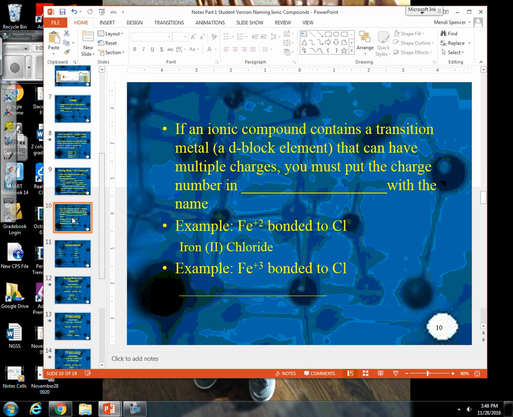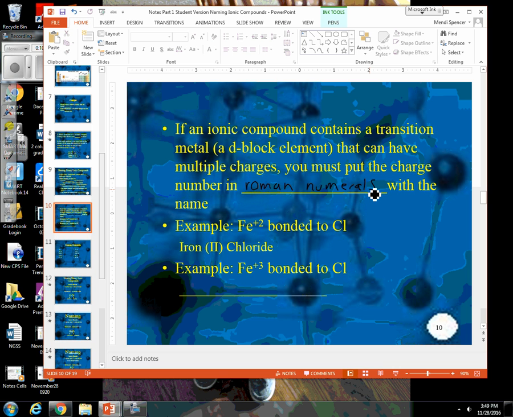Now, if we have an ionic compound that contains a transition metal or a D block element that can have multiple charges, you have to show me what type of charge this transition metal has. So that means that when you are naming an ionic compound that contains a transition element, you have to put the charge number of that transition element in Roman numerals within its name. So for example, we have iron 2 bonded to chlorine.